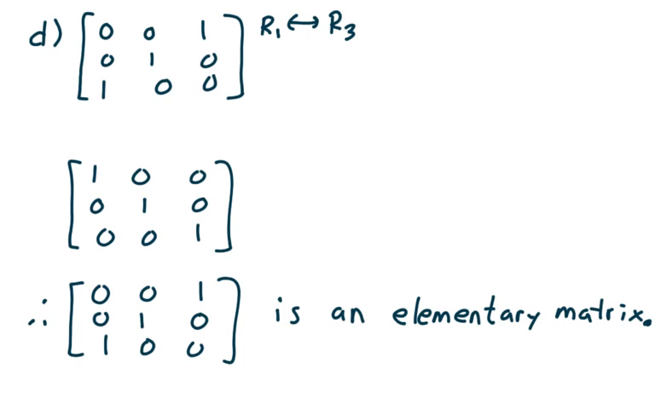And that'll conclude this video for section 1.5. We looked at the definition of an elementary matrix and looked at 4 matrices and determined whether or not we had an elementary matrix or not. Okay, thank you.